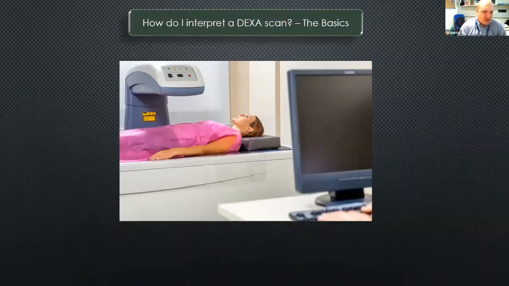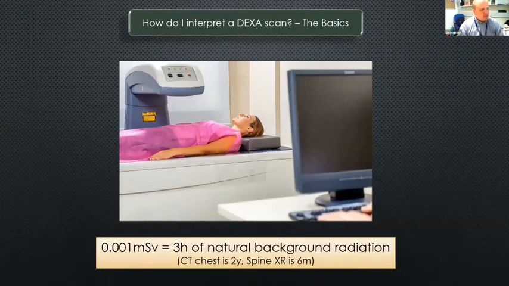Okay, so here's a DEXA machine. So you can see the patient lies on a bed there, and there's an arm that goes up and down the patient to get the scores, and a technician who's sitting at the computer there. Now, you may worry about, oh, how much radiation is this? We're going to repeat the DEXA scans every 2-3 years or sooner, but in actual fact, it's only 3 hours of natural background radiation in comparison to a CT in the chest, which is 2 years, and a spine X-ray is 6 months. So really, it's a trivial amount of radiation when you have a DEXA scan, so you can always reassure your patients.